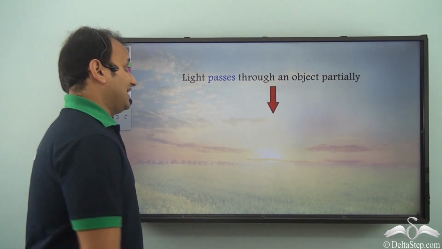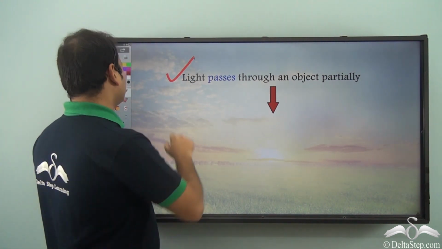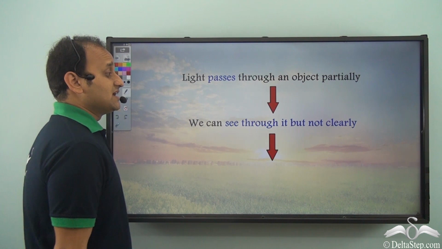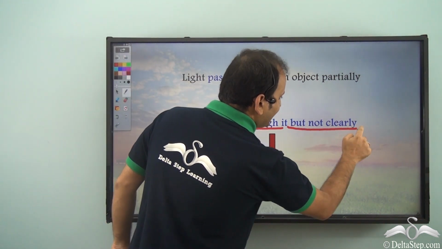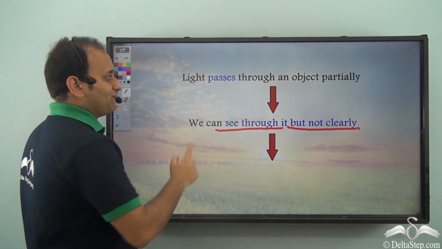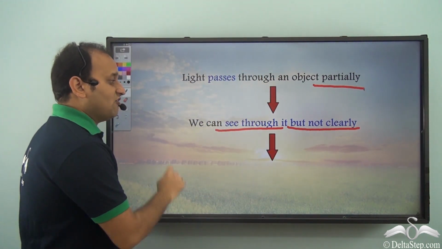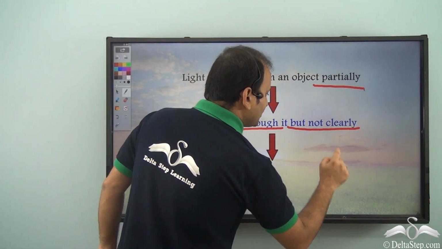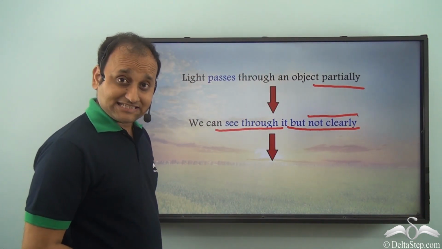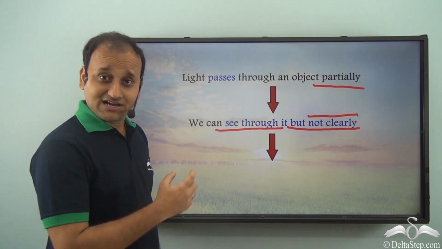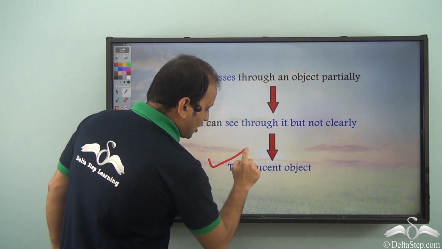So if light passes through an object partially, as in the case of frosted glass, what happens is we can see through it, but not clearly. That is, when light passes through an object partially, what happens is we can see through it, but not clearly. And what do we call such objects? Well, we have a special name for such objects. They are called translucent objects.